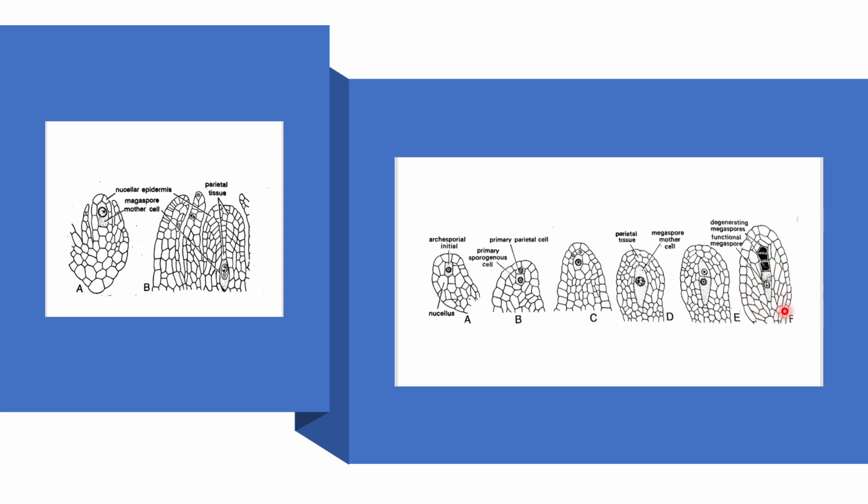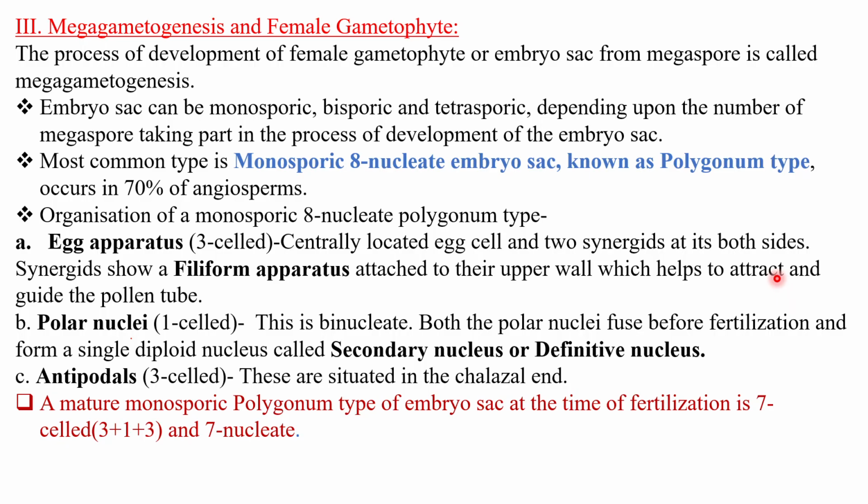If two spores participate in the formation of the female gametophyte, it is known as bisporic. If four participate, it is known as tetrasporic. The most common type is the monosporic 8-nucleate embryo sac, known as the Polygonum type, and occurs in 70% of angiosperms. This usually comes in the exam in objective type. And the organization of the monosporic 8-nucleate Polygonum type is as follows, and we will see how it looks.